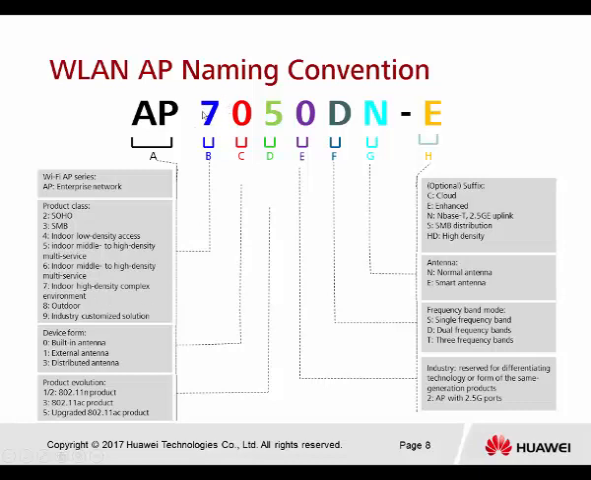Okay, the model of the AP. The C category here, the 0 represents the built-in antenna. So they only have 3 different types of device form, either 0, 1, or 3.